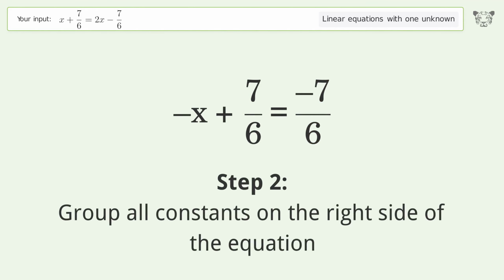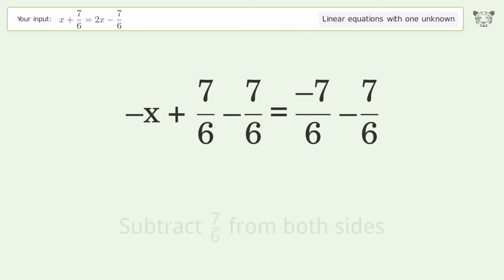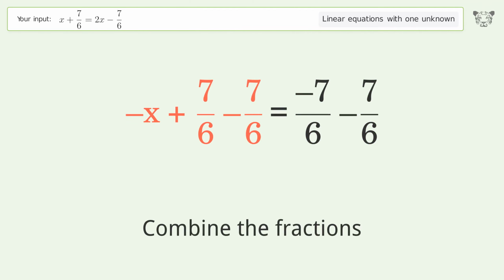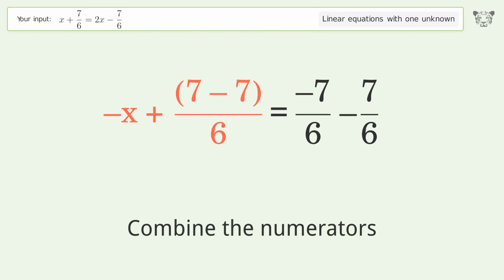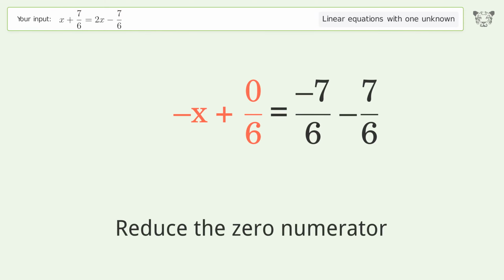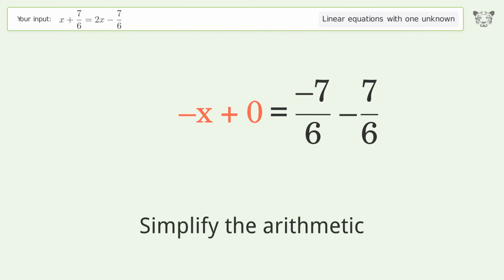Group all constants on the right side of the equation. Subtract 7 over 6 from both sides. Combine the fractions. Combine the numerators. Reduce the zero numerator. Simplify the arithmetic.